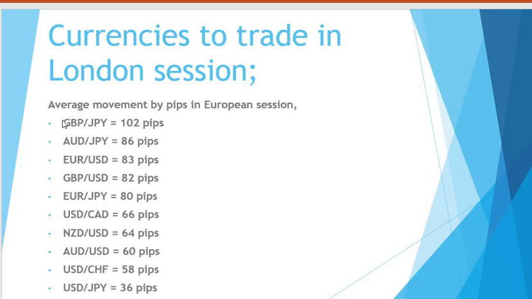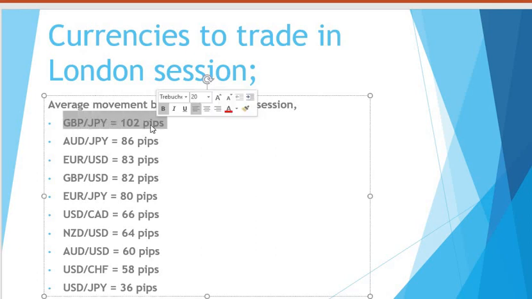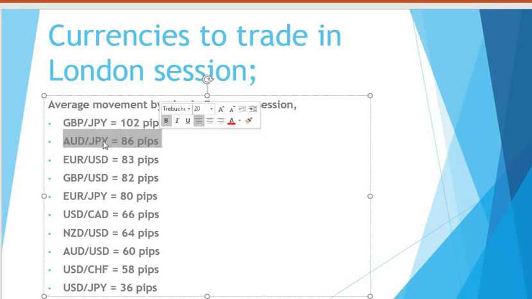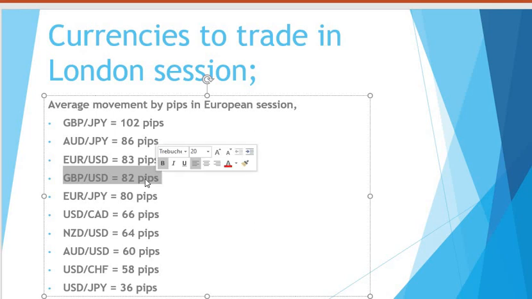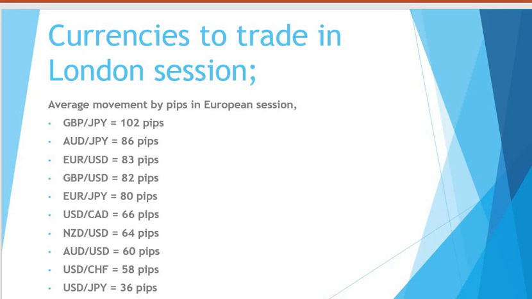GBP JPY is still on the top in this session with an average movement of 102 pips. And in the second position comes AUD JPY. This is Australian dollar and Japanese yen. Then there comes Euro USD in the third position, which moves almost 83 pips in this session. The GBP USD pair comes in the fourth position, which moves almost 82 pips. You can see all the pairs that I have put on the chart with their average movement in the London session.